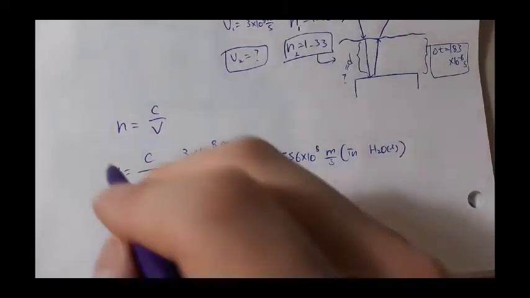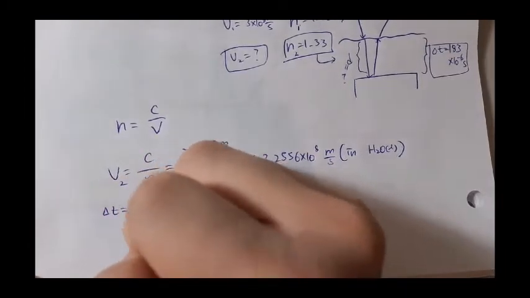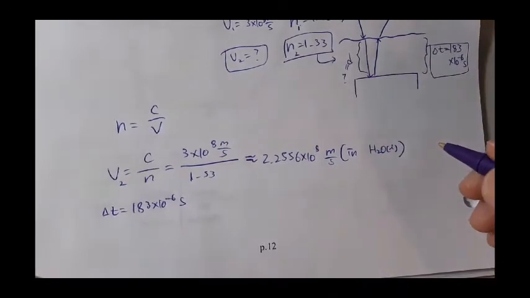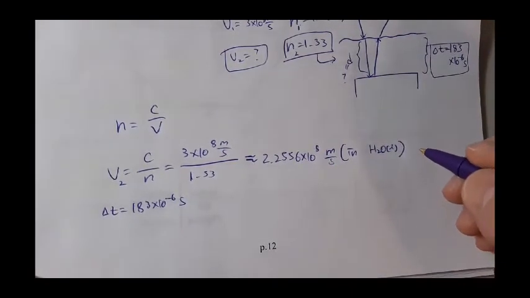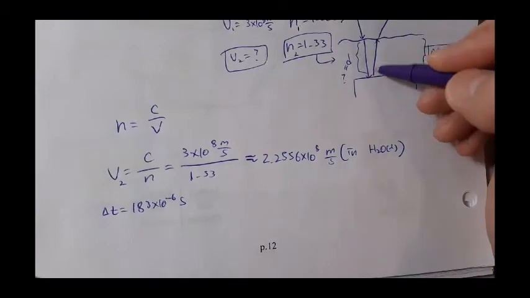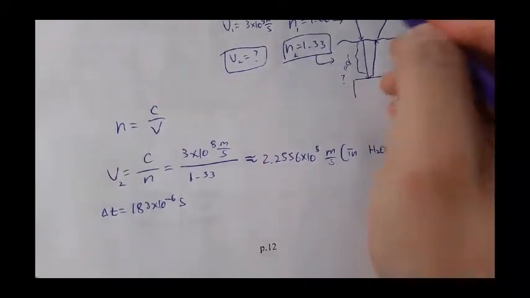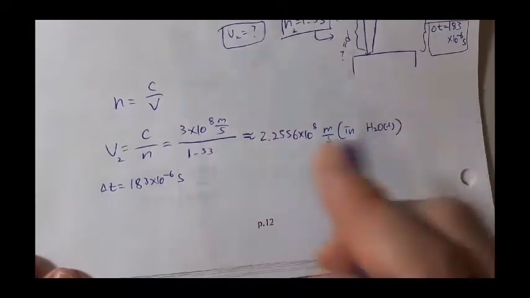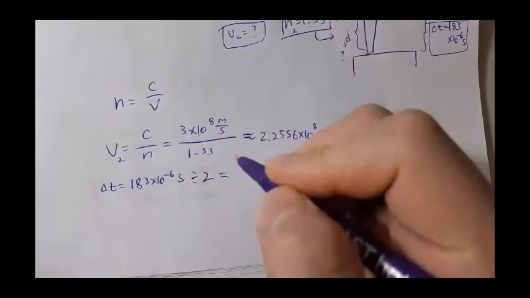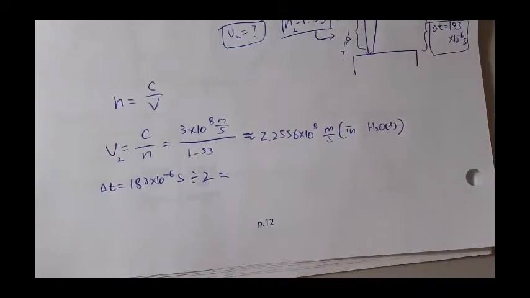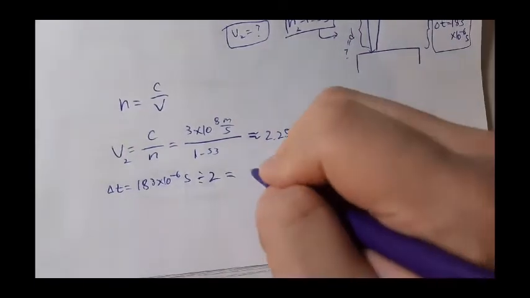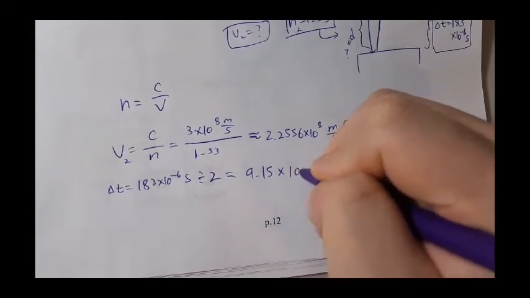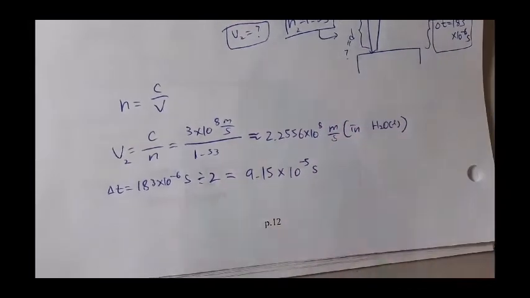Now, we know our time, which is 183 × 10^-6 seconds. If you think about going back and forth, it specifically said it's a returning time. So I better divide this time by 2, because it's a total time. If I divide this by 2, it should be about 9.15 × 10^-5 seconds.